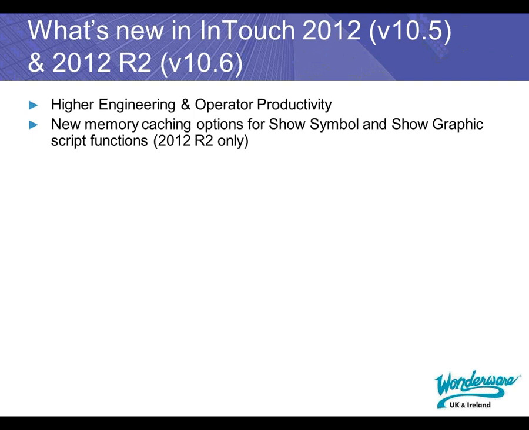There's also a get window name script function to easily manage the open window attributes such as size, colour and position. And then there's also a new runtime tag viewer to allow direct runtime access to the tag name dictionary to reduce application development time. There's improved screen response using new memory caching options for show symbol and show script functions. This is actually available in 2012 R2.